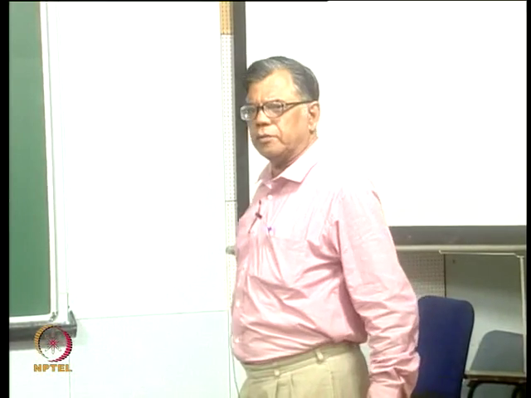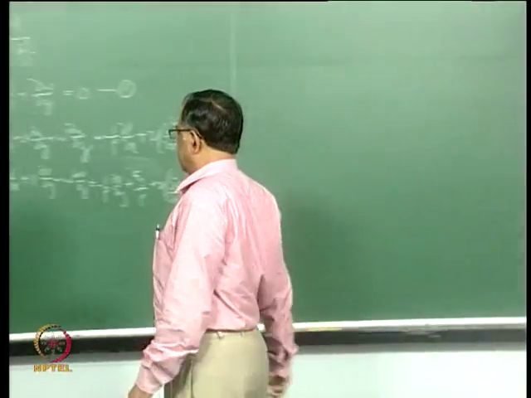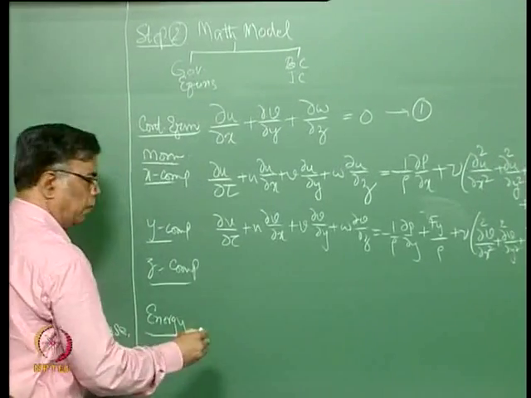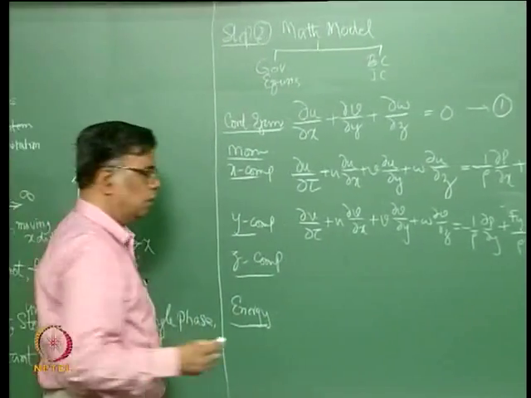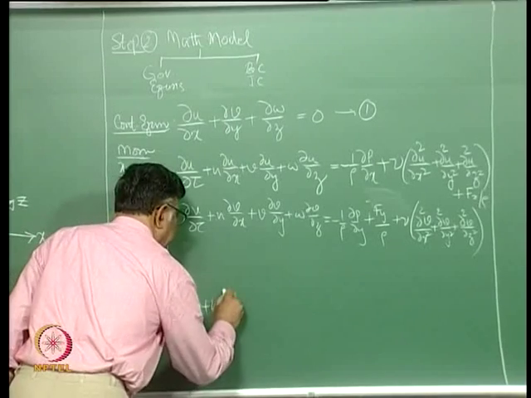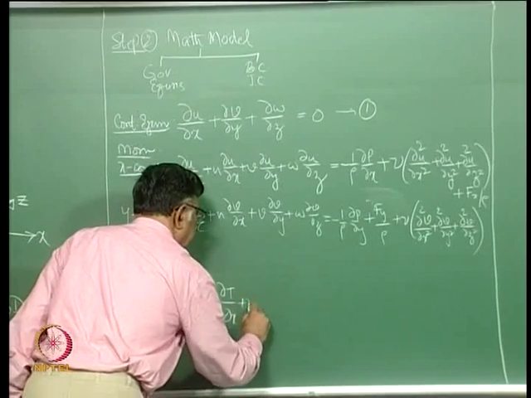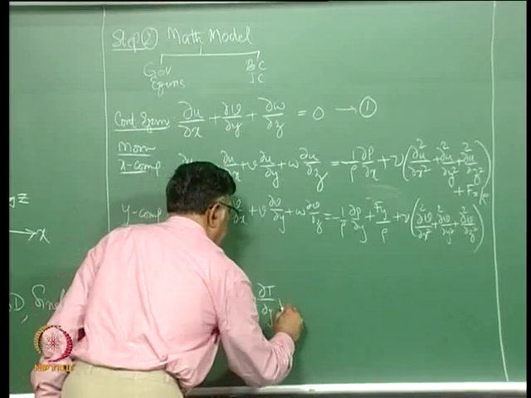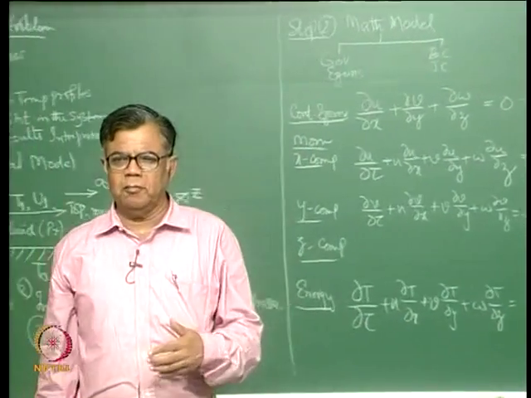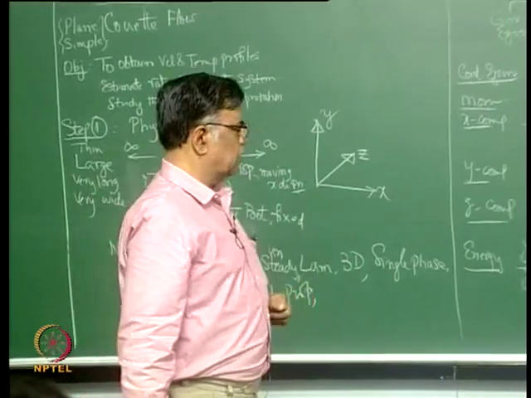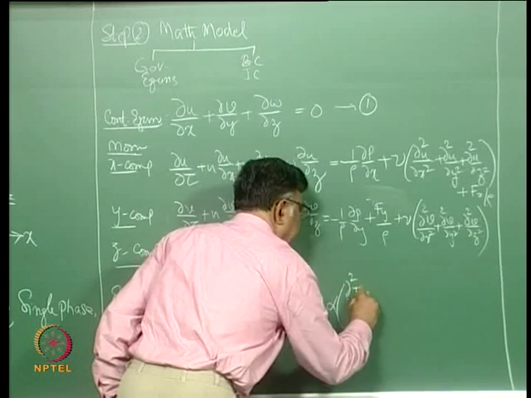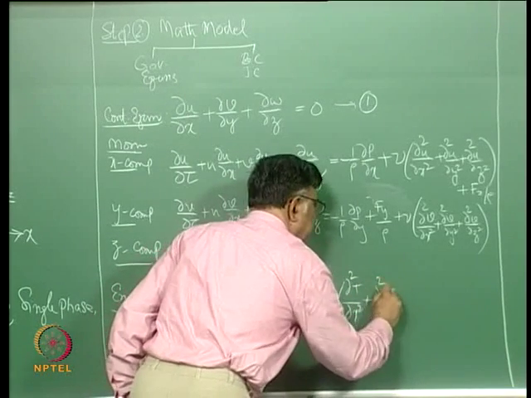I will now write the energy equation. Can you tell me one by one terms, energy? Dou T by dou t plus U into dT, this is very easy to write. U del T by del x, V del T by del y, plus W del T by del z. You all pronounce it as dou, I always pronounce it as del. Okay, you understand? Is equal to what now here? Alpha, this is the grad square T actually.